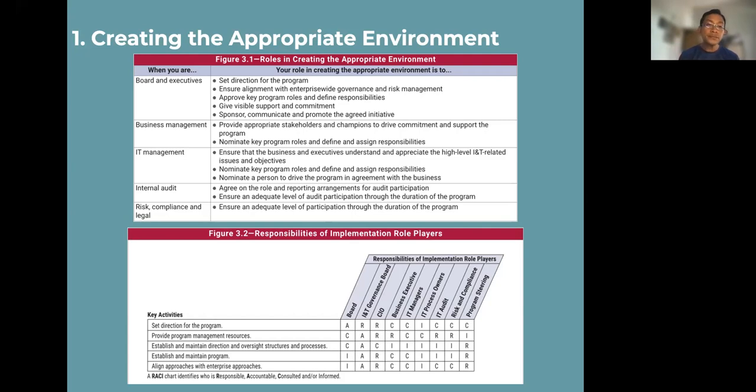And what about the IT management? They need to ensure that the business and also the executives previously will understand and also appreciate the high level IT related issues and also the objectives. So that's for the IT management. And then they need to nominate the key program roles, and also they need to define and assign the responsibilities within their team.